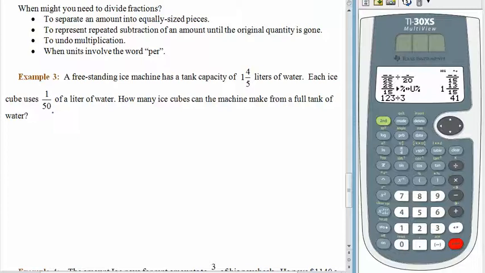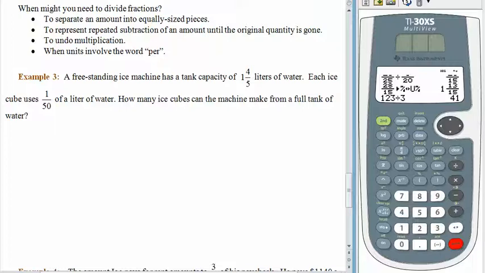Division happens when we are trying to divide something into equally sized pieces, if you're going to share or somehow cut something up. If you are repeatedly subtracting until the original quantity is gone, or whenever we want to undo multiplication in an algebraic sense, we have to divide. And of course, you've already seen times when the units involve the word per, and that tells us instantly exactly what needs to be divided by what.